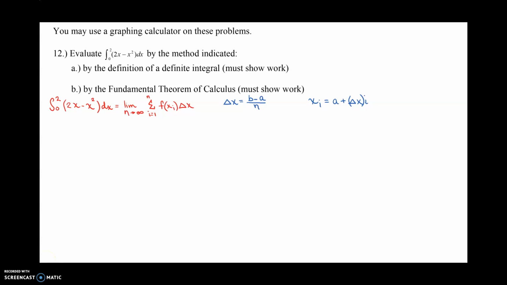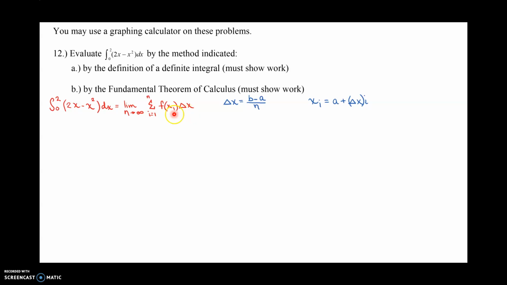All right, number 12 is the definition of the definite integral. That's what we affectionately call the long way. Now, just remember there is one omit on this test, so if you cannot bear to do this problem, it can be your omit. But our definition of a definite integral is the limit as n approaches infinity of the summation of f of x sub i times the change in x.